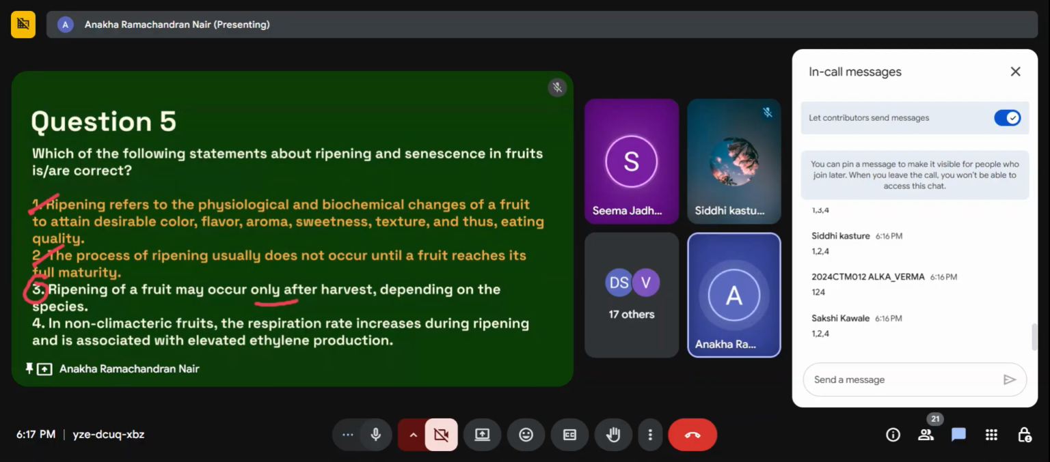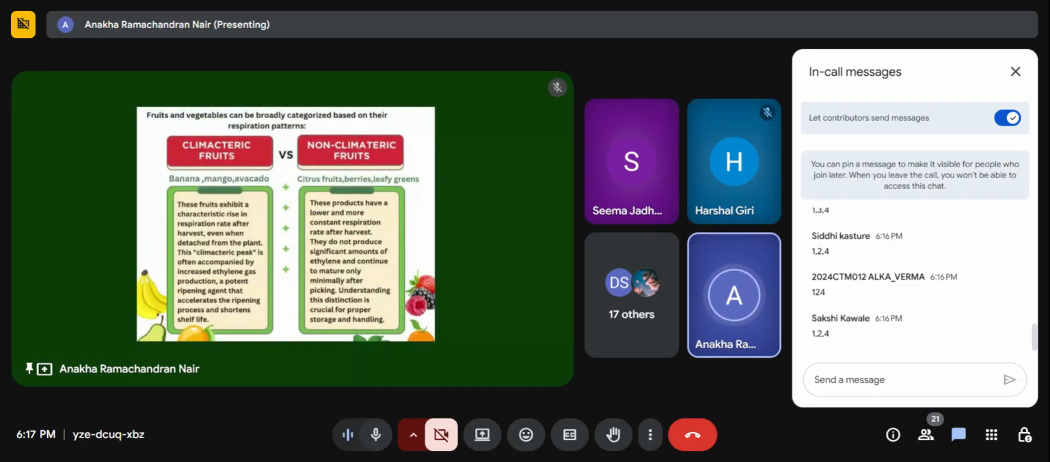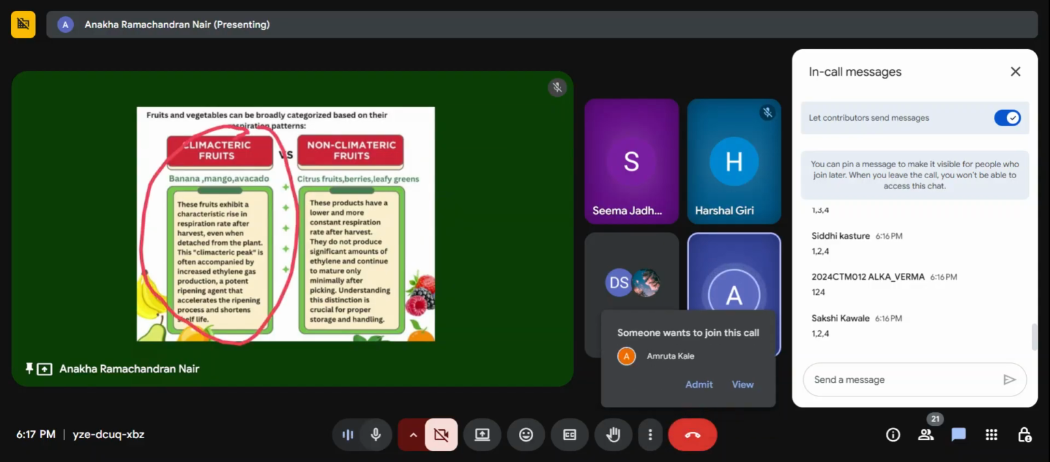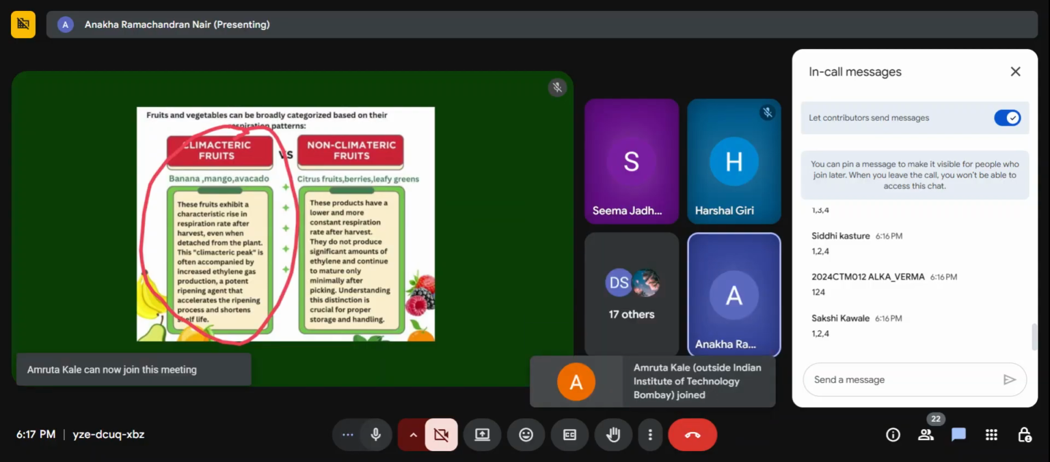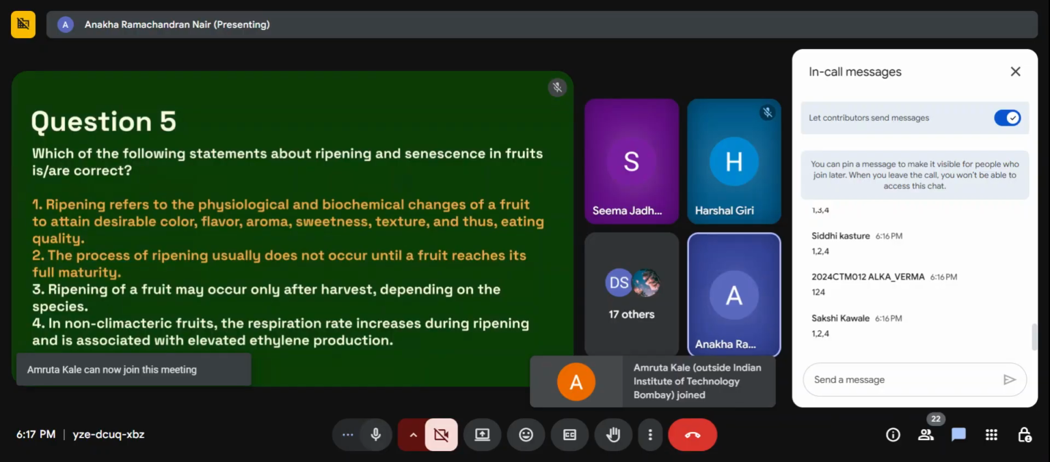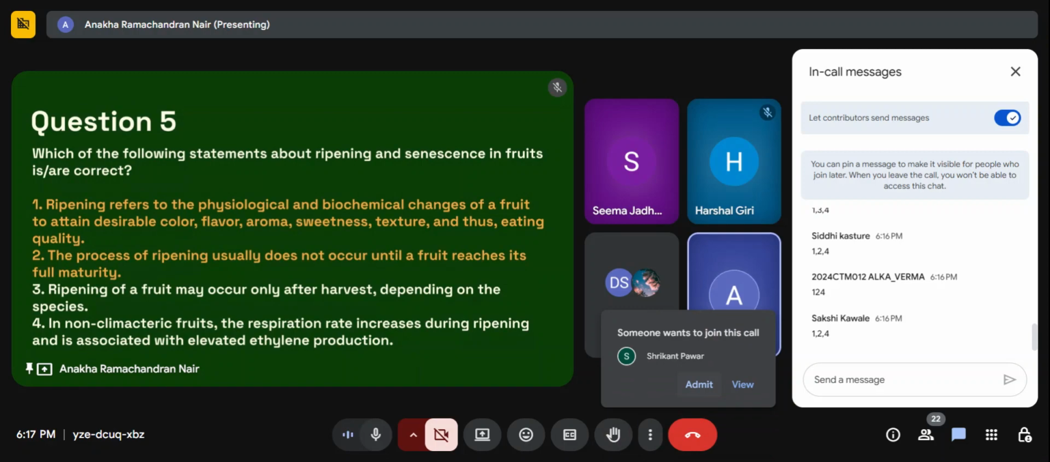And option 4, in non-climacteric fruits, the respiration rate increases during ripening and is associated with elevated ethylene production. So, climacteric fruits are banana, mango, avocado, and non-climacteric fruits are fruits like citrus, berries, leafy greens, etc. Right? So, these fruits are the ones that ripen even after they are harvested, right? So, it is climacteric fruits in which the respiration rate increases during ripening and it is associated with ethylene production.